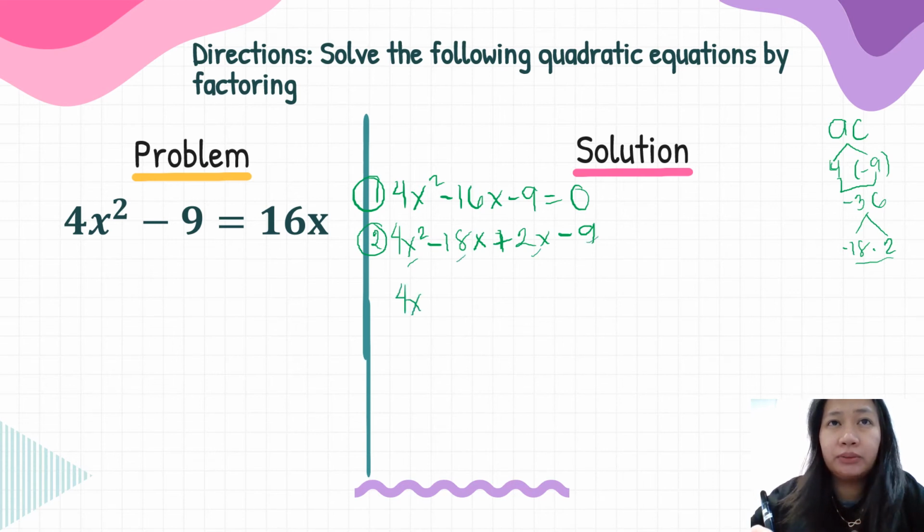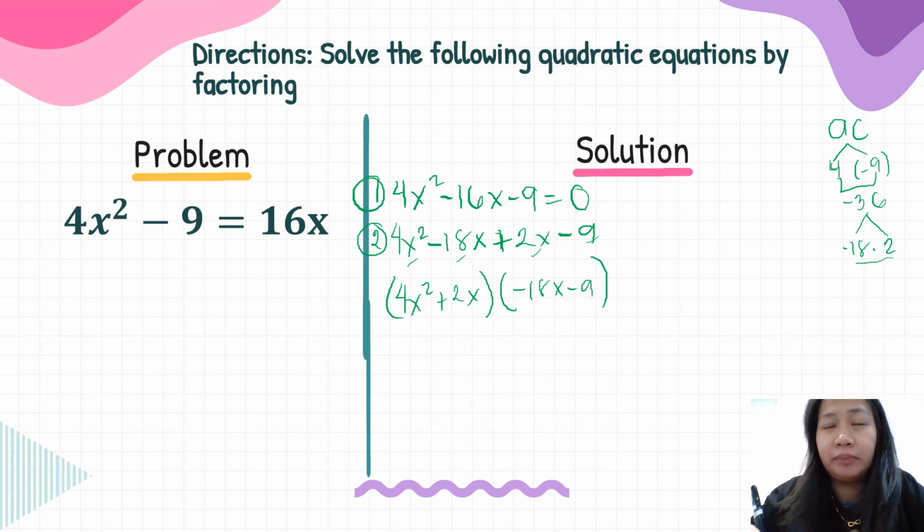So, 4x squared plus 2x. Ayan, sila yung magkasama. And then, si negative 18x minus 9, sila naman yung magkasama, kasi may common sa kanila. Ganun po mag-group ha. And then, the greatest common factor of this one is 2x. And then, divide. 4x squared divide 2x, that is 2x. And 2x divide 2x is 1. Ayan, 1 po.